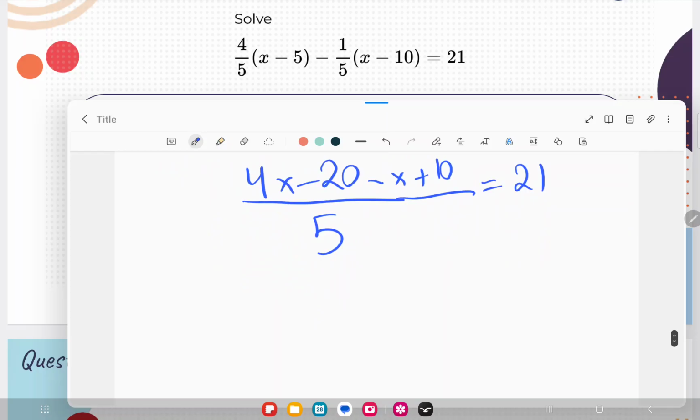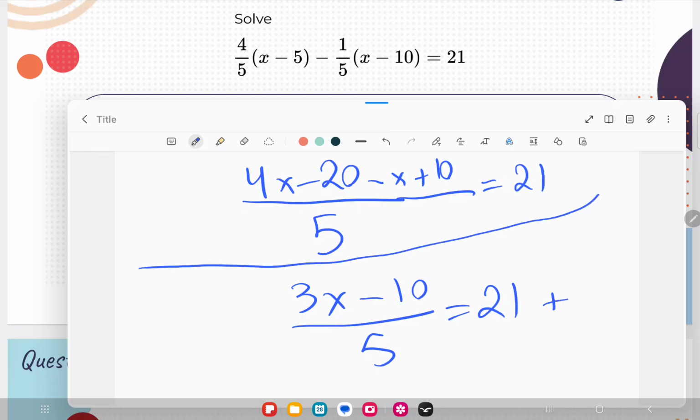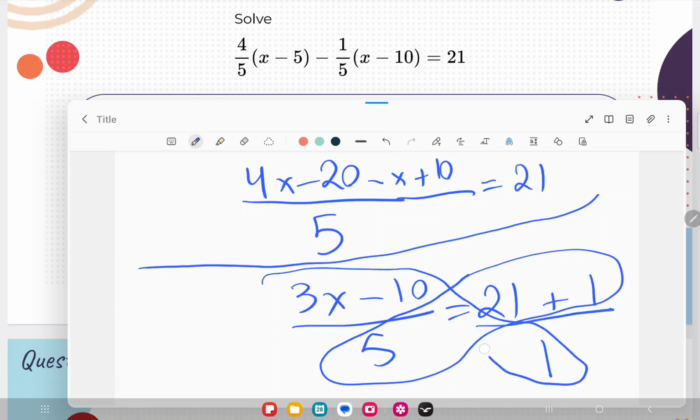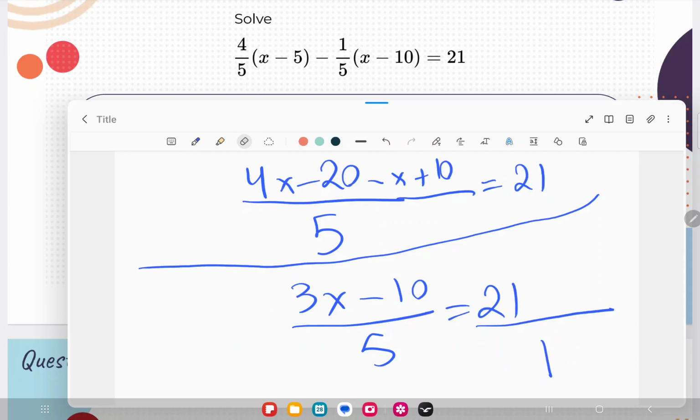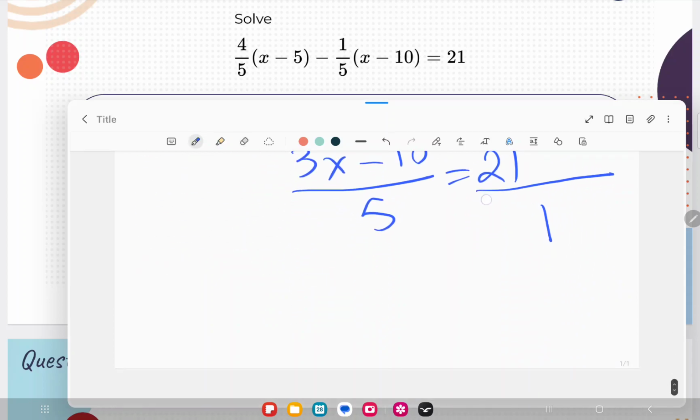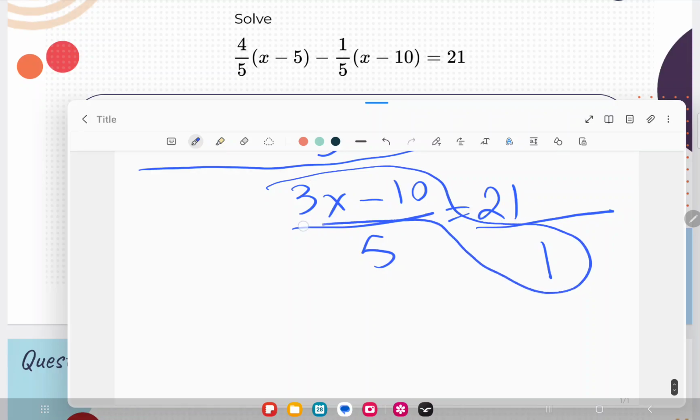Now over here, 4x and minus x, 3x minus 20 plus 10, minus 10 over 5 is equals to 21. So let's assume, pause for a second. Let's assume I have 21 plus 1. So I would still have to put it over 1 and multiply 21 plus 1 with this one and 3x minus 10 with this one. Now let's just remove the plus 1. So this is cross multiplication.